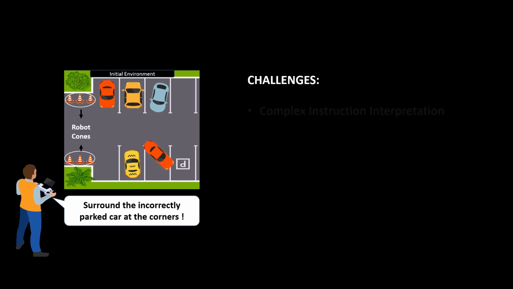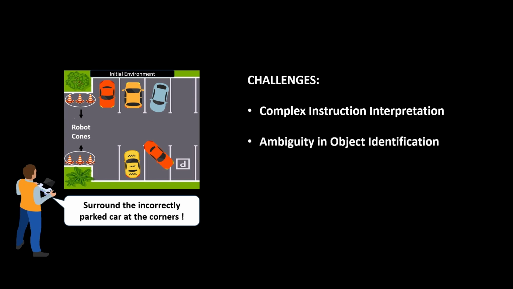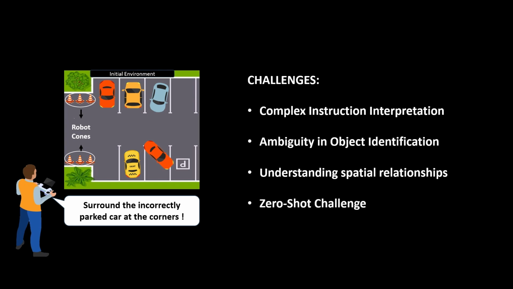The first is understanding complex natural language instructions. The second is identifying objects despite ambiguity in these natural language instructions, such as identifying the incorrectly parked car. The next challenge is about understanding spatial relationships, which would allow the robots to be placed in the context of the car and the user instruction. All of these challenges must be applicable in a zero-shot setting, which would require no pre-training, even if the environments or the objects are generalized to different scenarios.